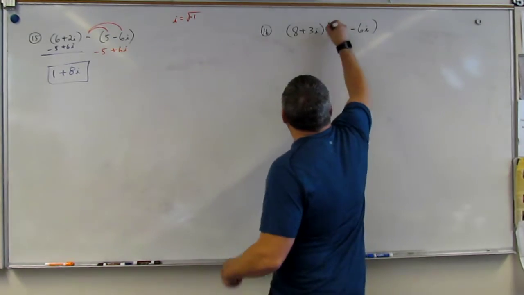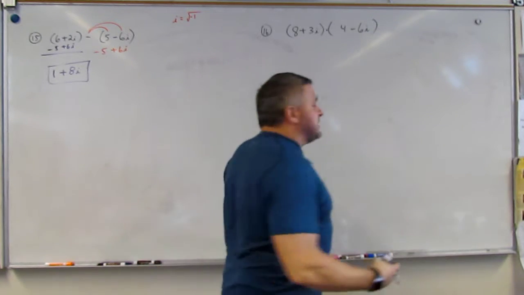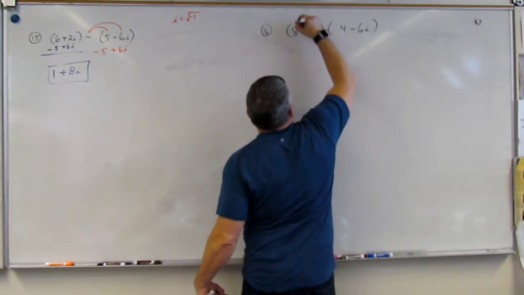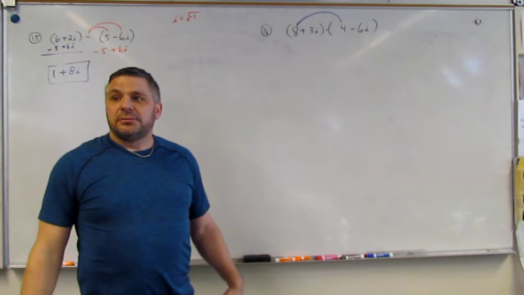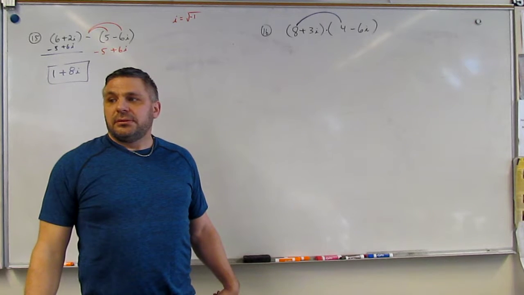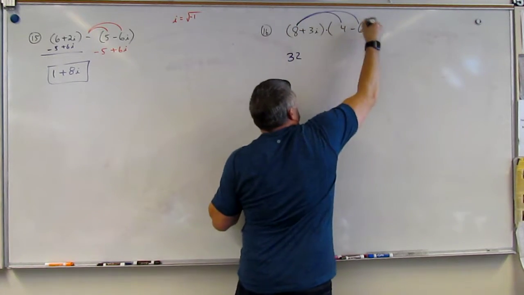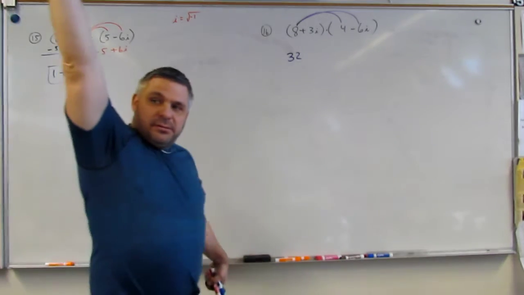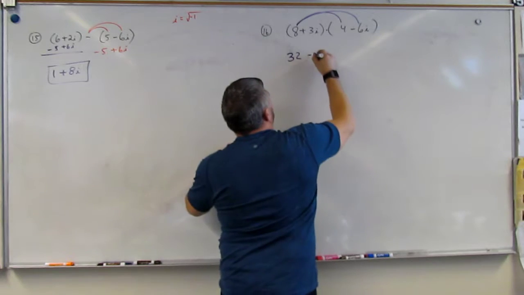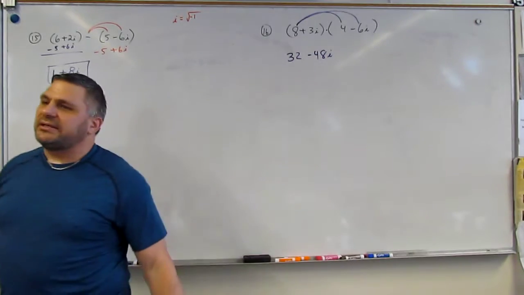Alright, this one's a multiplication sign though. That's different. So everybody on the block is a paper, right? Or clamshell. So it's 8 times 4, which is 32. 8 times negative 6i. 8 times 6 is 48. So negative 48i. Just treat the i like you would an x.